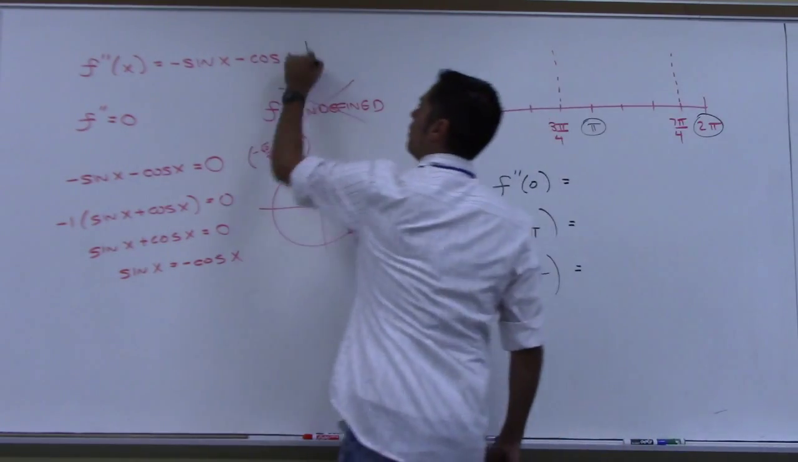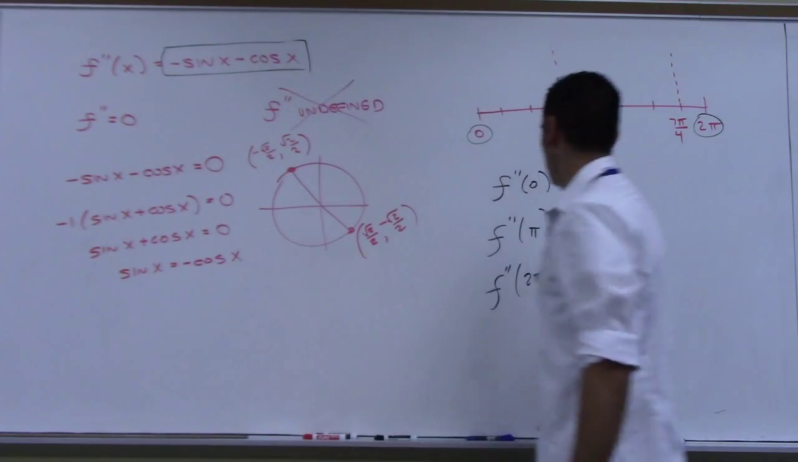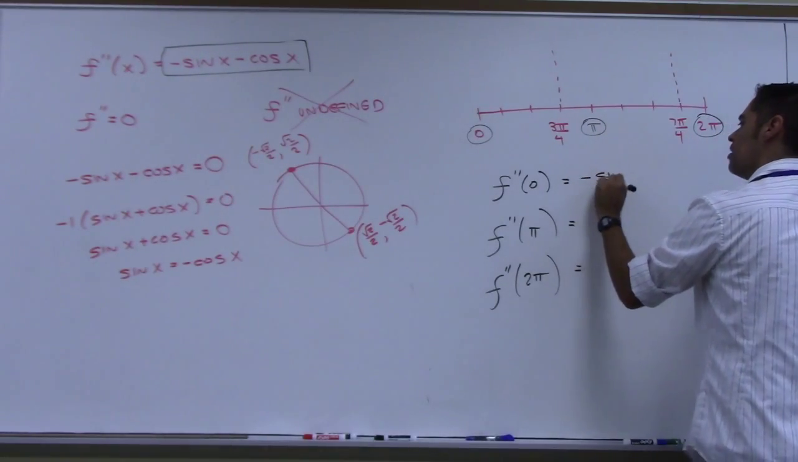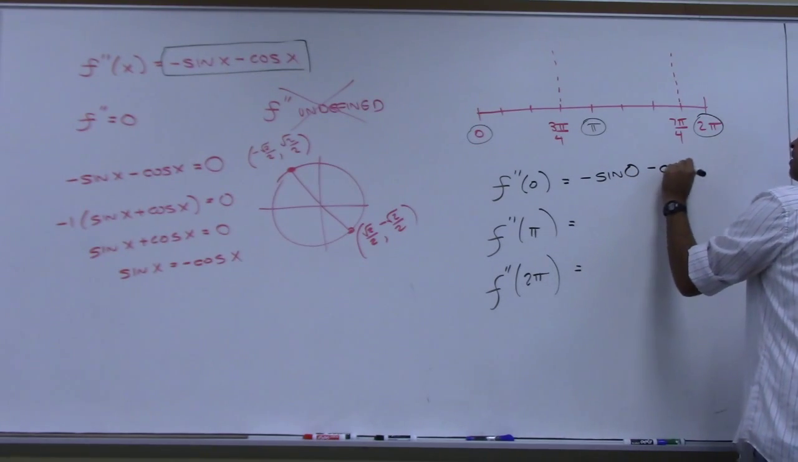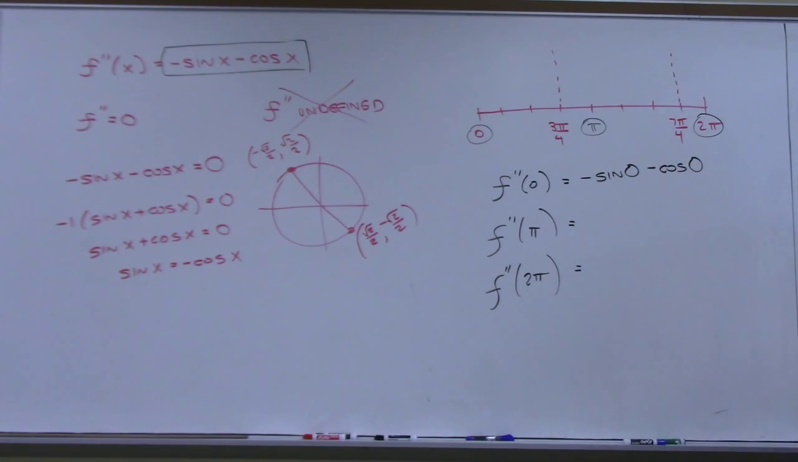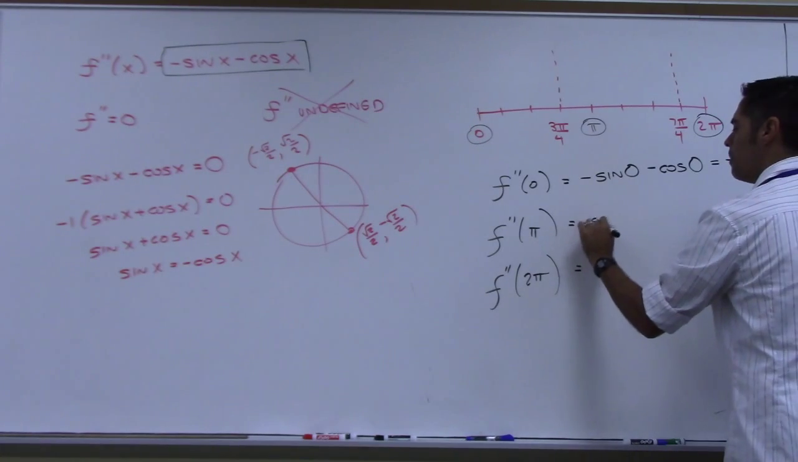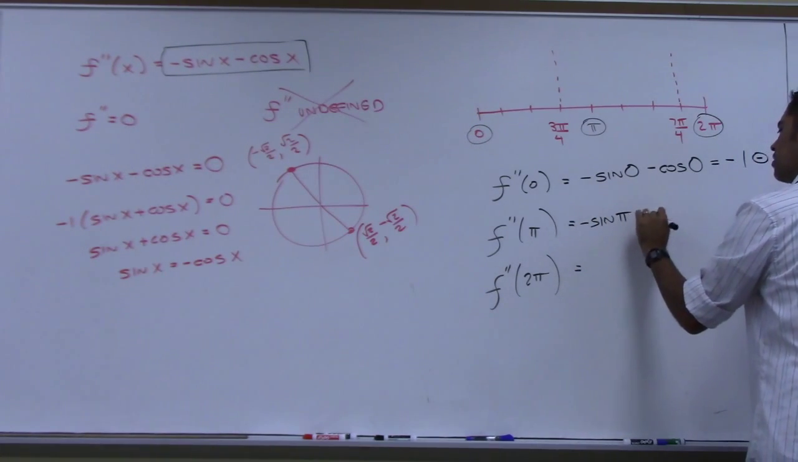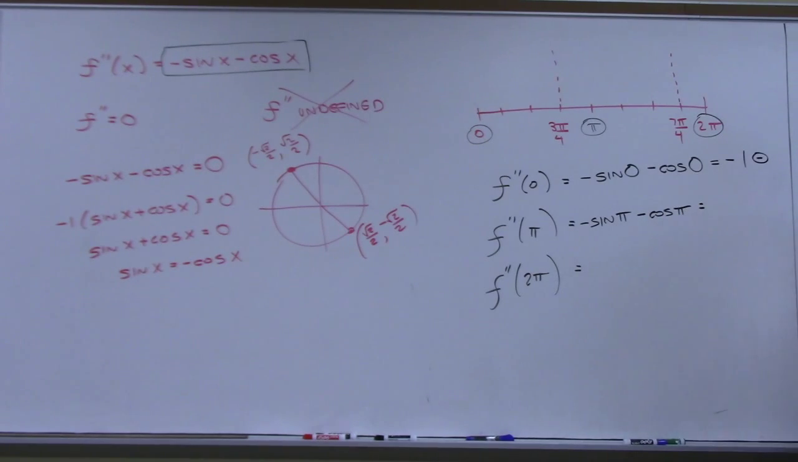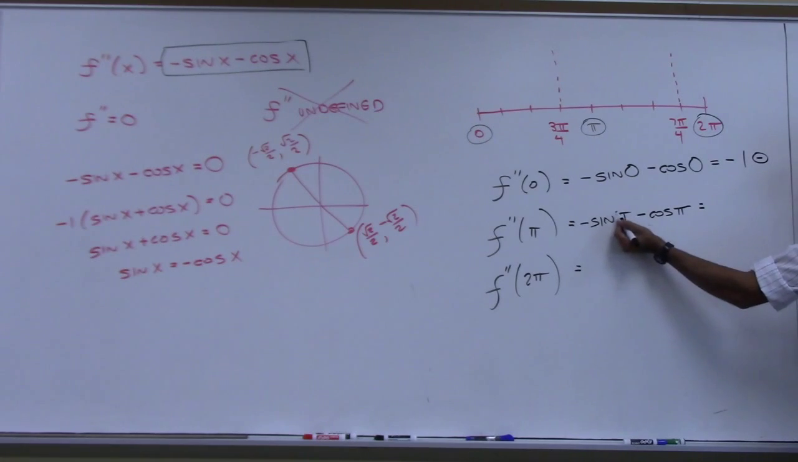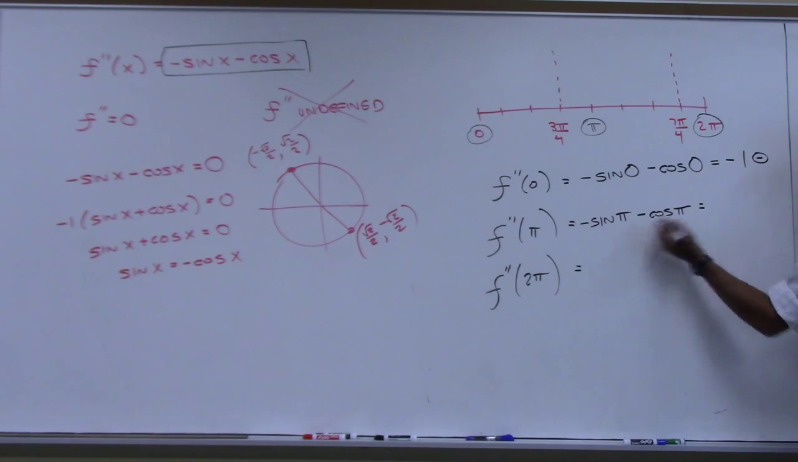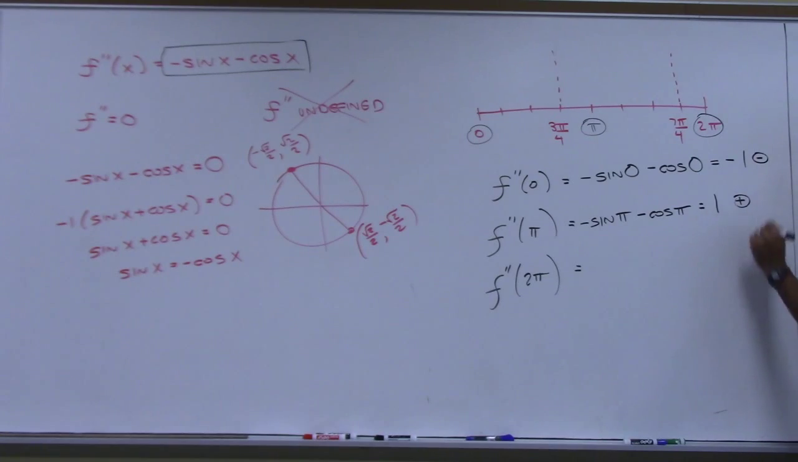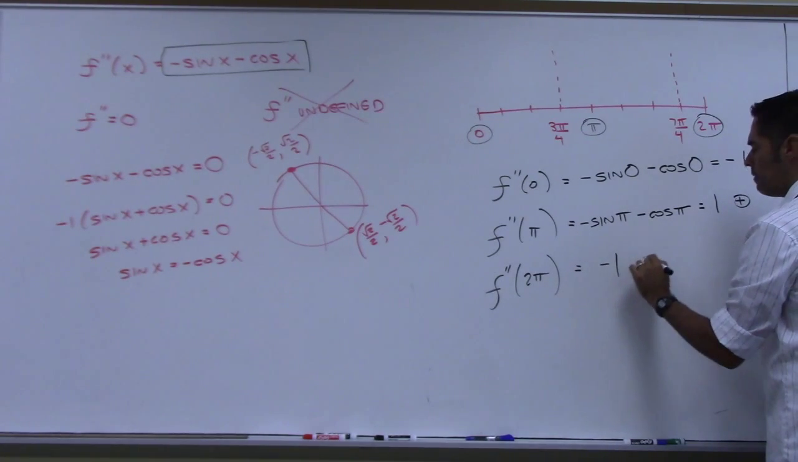Here's your second derivative. So we have negative sine of 0 minus cosine of 0. What do we get there? Negative 1, which means it's a negative number. Okay? And then when we do negative sine of pi minus cosine of pi, we get what? We get positive 1, right? Sine of pi is 0, so that's all gone. Cosine of pi is negative 1, but then minus, so 1 here. And then we do 2 pi, we should get negative 1 again.